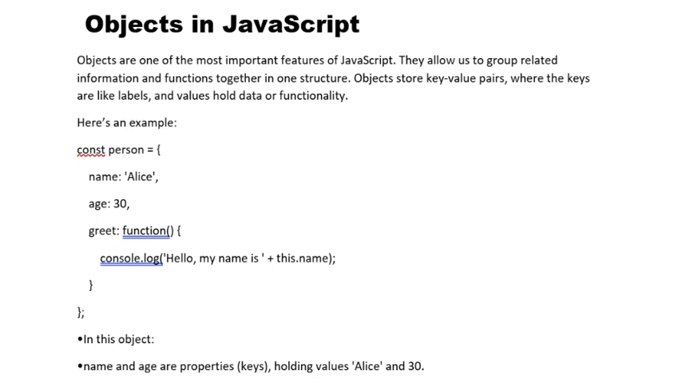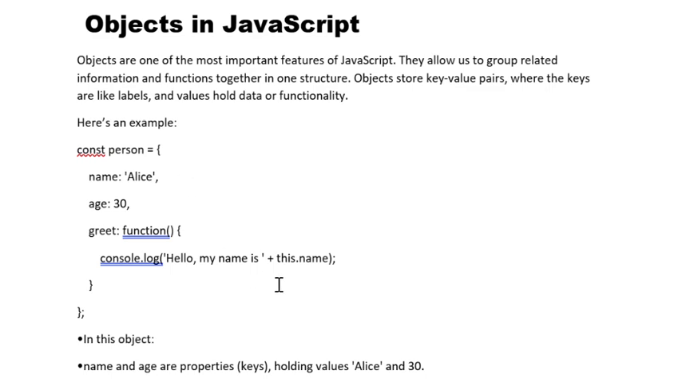Let us discuss objects in JavaScript. Objects are one of the most important features of JavaScript. Objects allow us to group related data, information and functions together in one structure. Objects store key-value pairs where the keys are like labels and values hold the data or functionality.